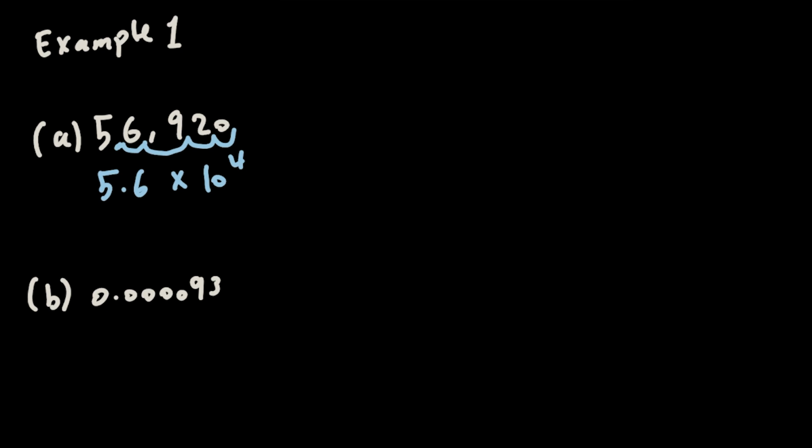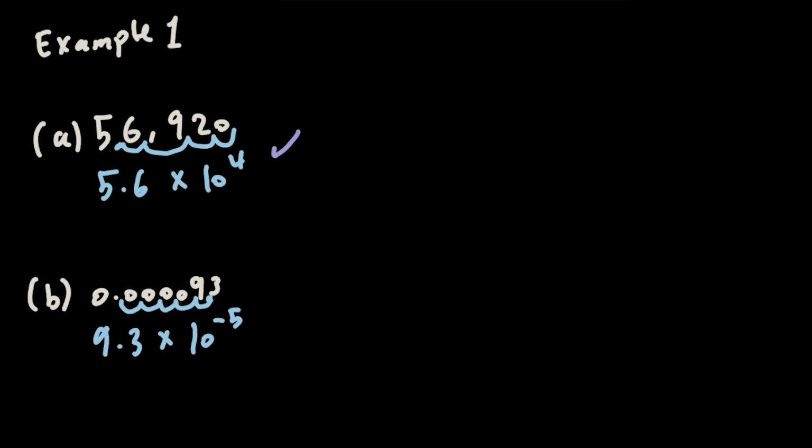Okay, let's see part B. Here in part B, we have 9.3. This number is less than 10 and greater than 1, so it's a valid number for scientific notation. And then we will multiply it by 10 to the power something. So how can we calculate that something? Here we have the decimal place. Here we have 1, 2, 3, 4, 5. So here we will have 5.